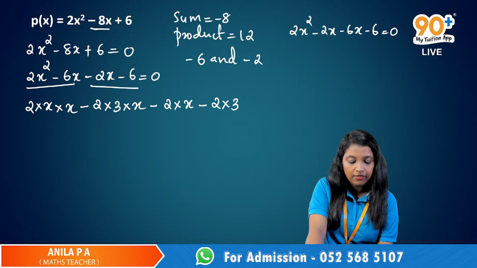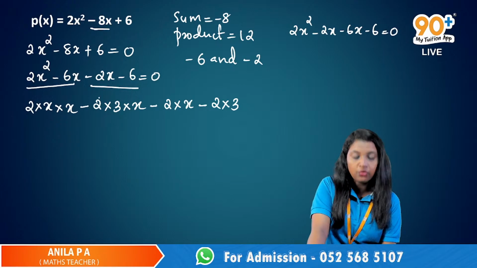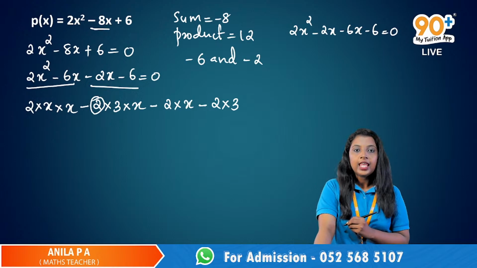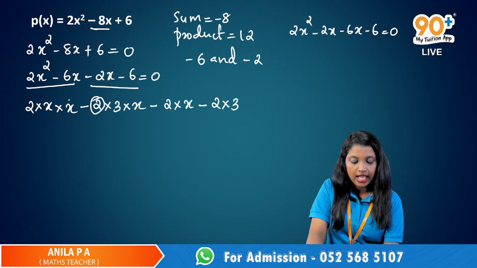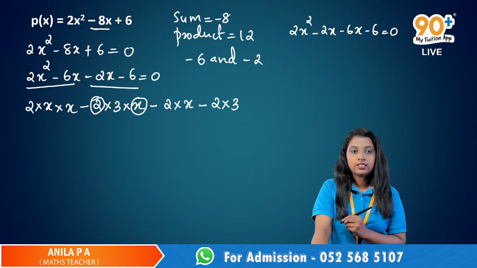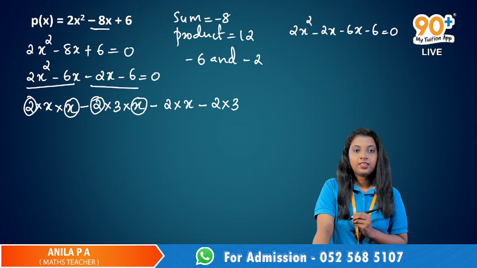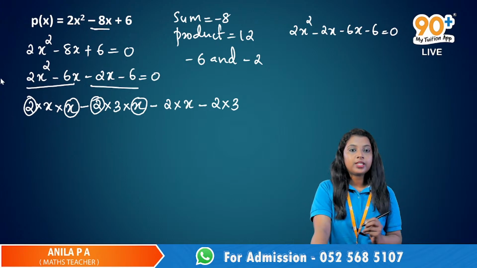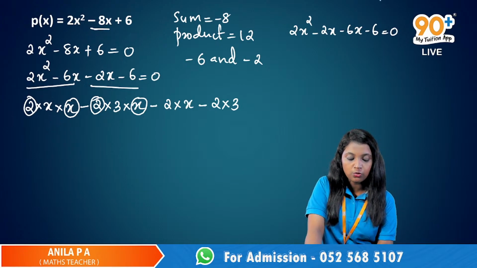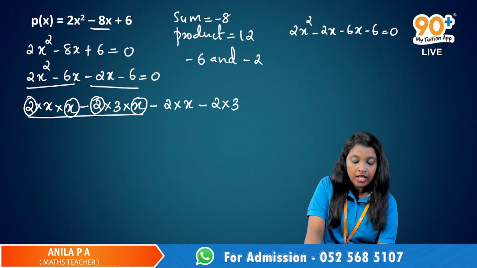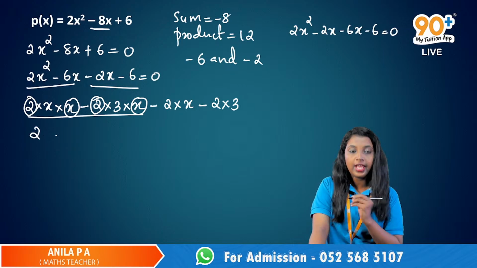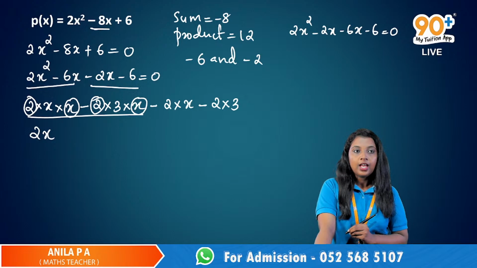As you can see, we have a 2 here and here also we have a 2. Then here we have one x and here also we have one x. So 2x is common. When we consider the first two terms, 2x is common, and we have to write it outside the bracket.